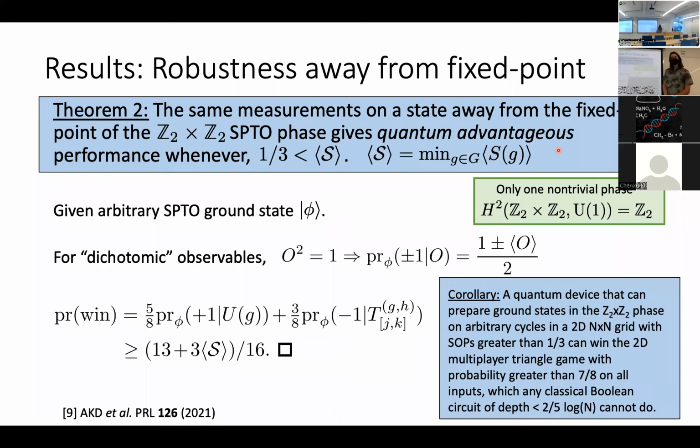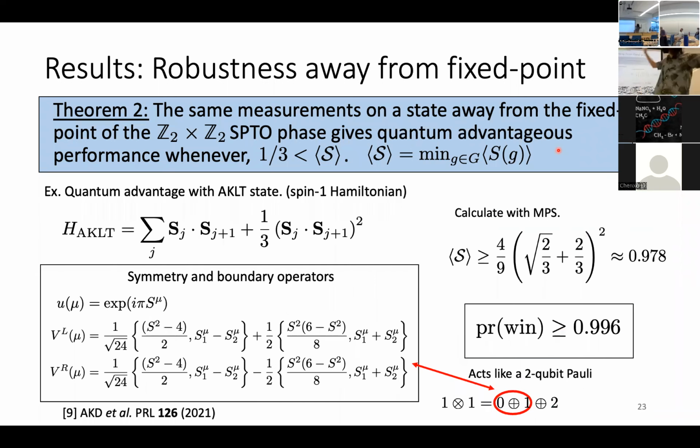Can you maybe comment on the application of that result to the AKLT state? You exactly guessed what my next slide was. That's exactly the question that you should be asking. Yeah, right. So we could ask.